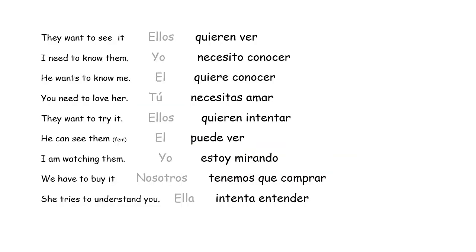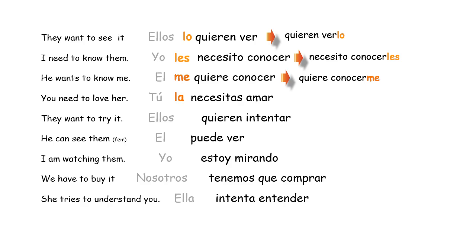Okay, let's see more examples with two verbs. They want to see it. You can say ellos lo quieren ver o quieren verlo. I need to know them. Yo les necesito conocer, counting that it's masculine or feminine, or necesito conocerles for the reason we are using the neutral form. He wants to know me. Me quiere conocer o quiere conocerme. You need to love her. La necesitas amar o necesitas amarla. They want to try it. Lo quieren intentar o quieren intentarlo, before or after the two verbs.